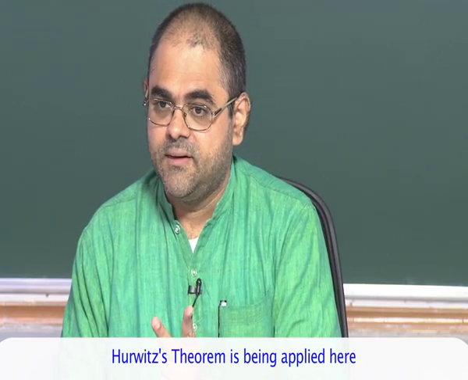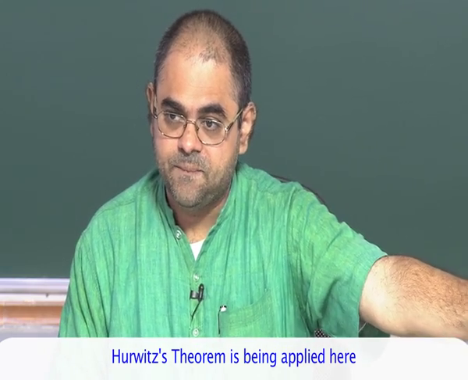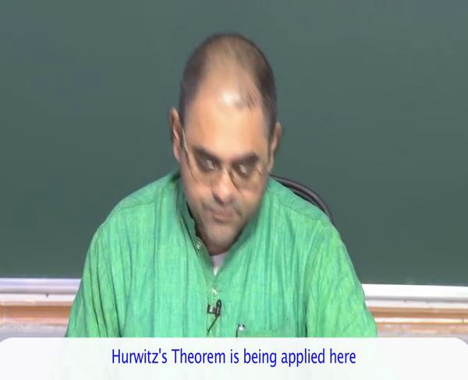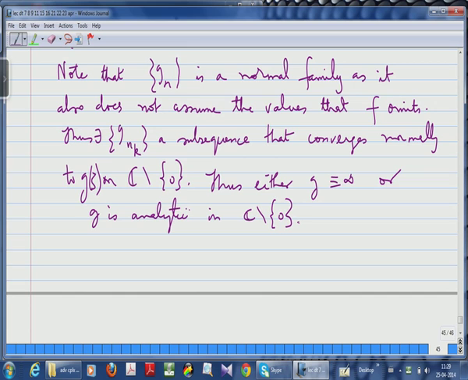We have already seen such a normal limit can have only two possibilities: either the normal limit is completely analytic, or it can be identically infinity. These are the only two possibilities. So let us write that down. Thus G is identically infinity, or G is analytic in C minus 0. Now let us look at both of these cases.